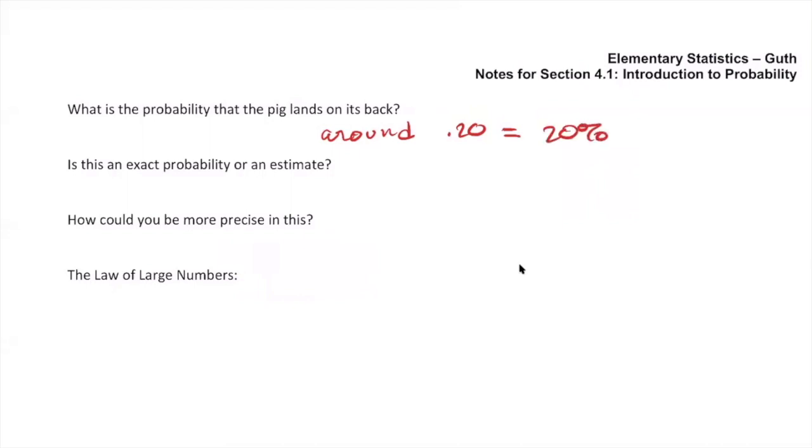Now, anybody want to type? Oh, Susan got 16. Anybody want to type in whether you think this is exact or an estimate? Yeah, everybody's right, this is an estimate. Then tell me how you would be more precise in this. If it's just an estimate, how would you make it better? More trials, correct.